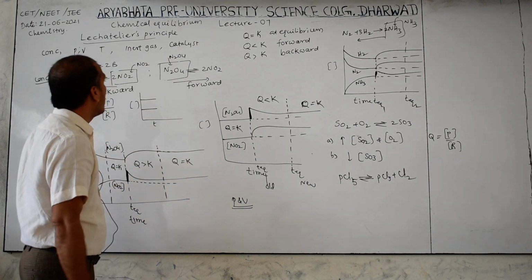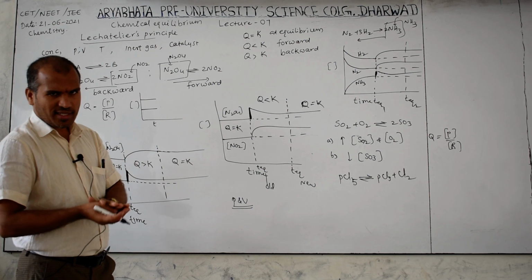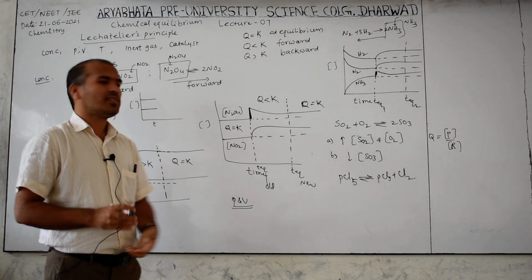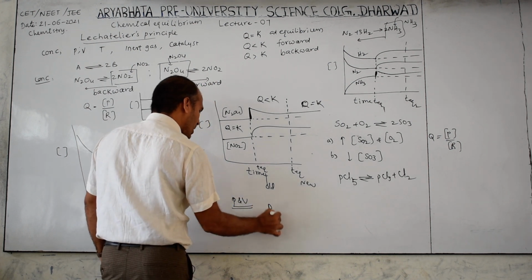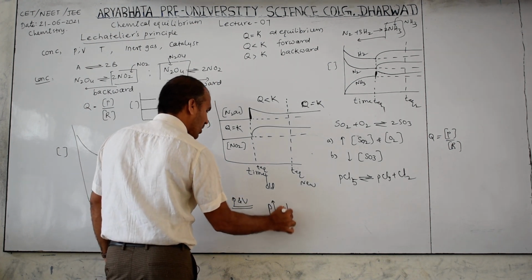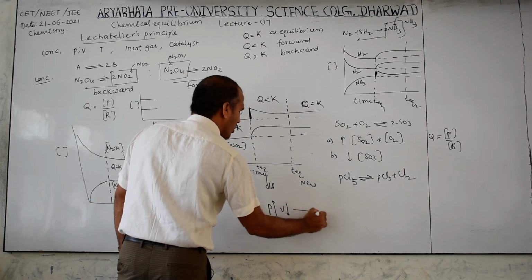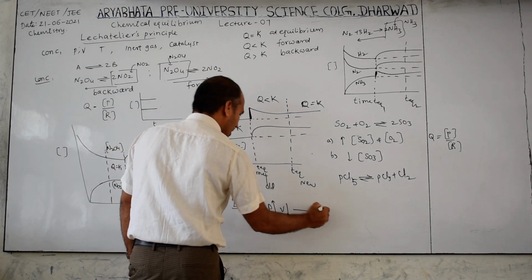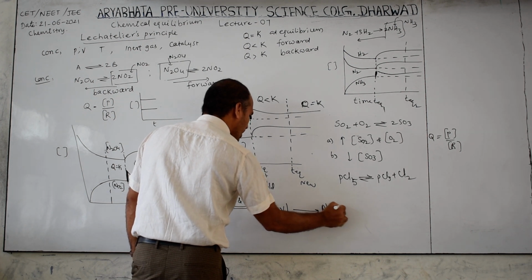According to Le Chatelier's principle, if you apply a stress or change, then the reaction moves toward the decreasing side. If you increase the pressure, then what happens to volume? Decrease. This is clear. Therefore, if pressure is applied, it moves in which direction? Pressure decreased side. Pressure decreased side means volume increased.